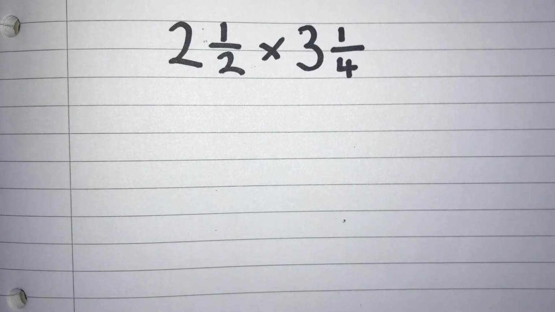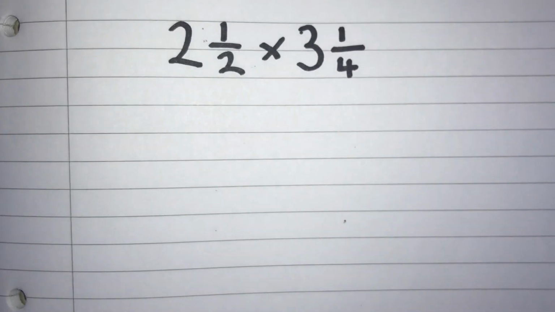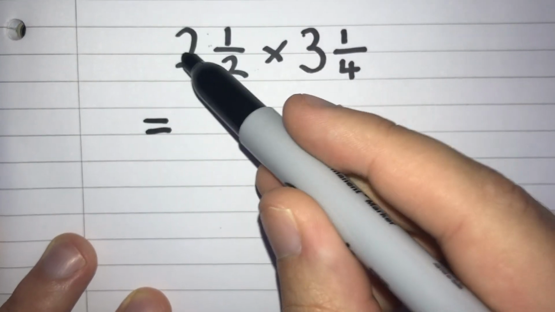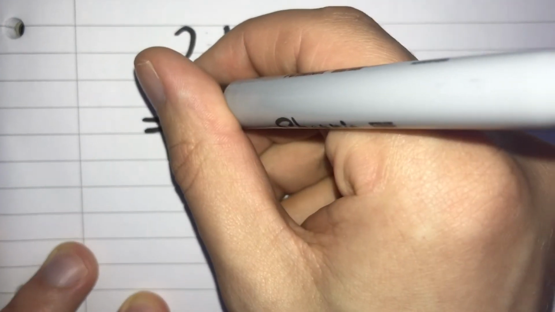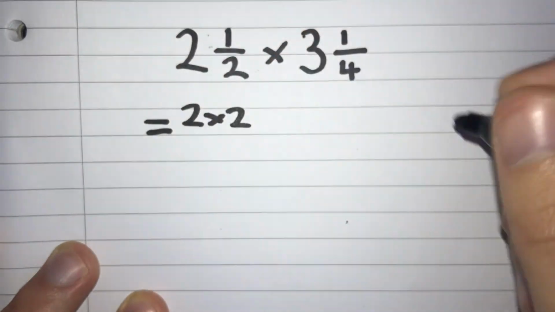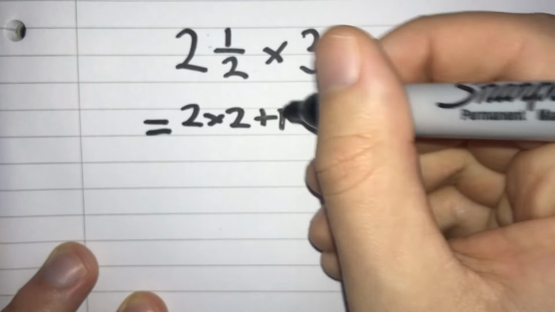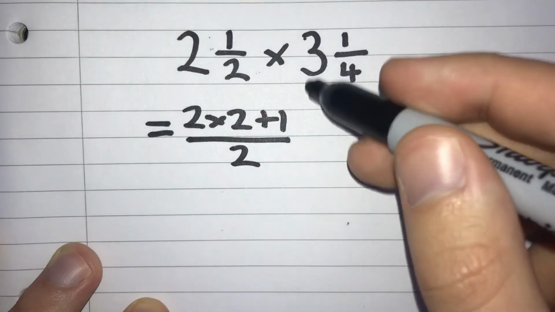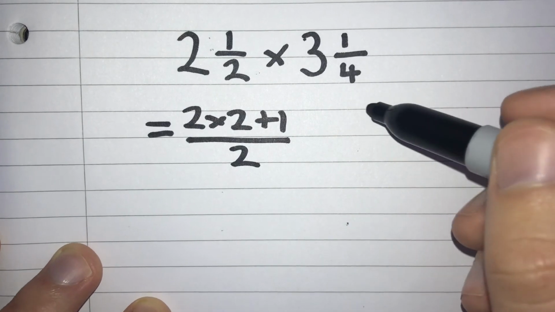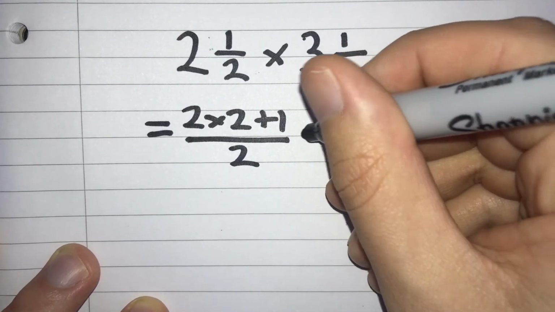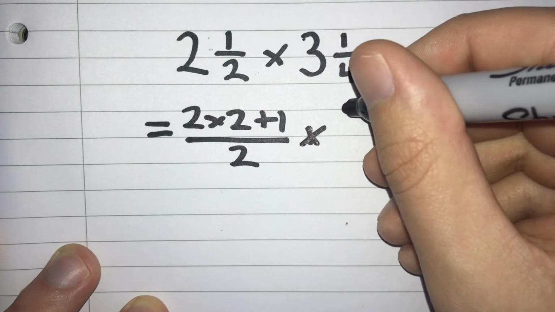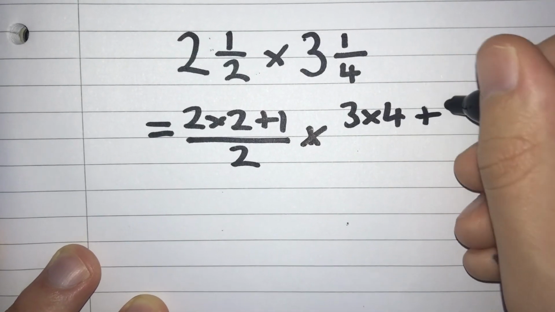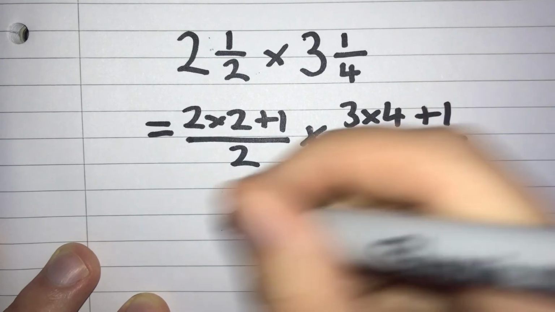Okay, so let's first of all turn both of these mixed numbers into top-heavy fractions. So 2 1/2, well, that's 2 whole ones, 2 lots of 2 halves. So 2 multiplied by 2, and add 1, all over our original denominator of 2. And then 3 1/4, well, that's 3 whole ones, 3 lots of 4/4. So 3 multiplied by 4, and then add the 1 that we've already got, all over 4.